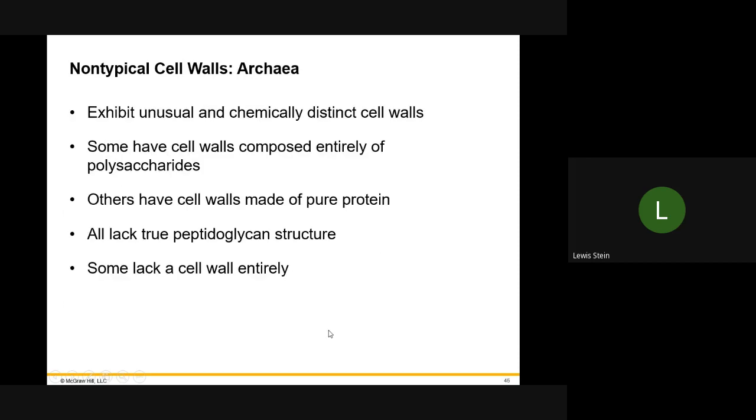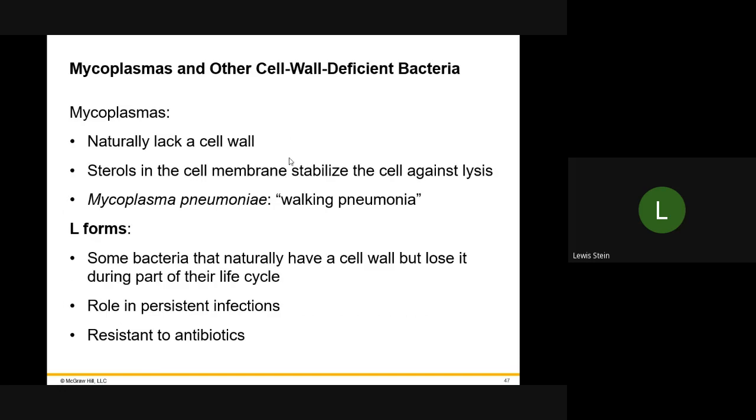Okay. Non-typical cell walls. This is the archaea. Very distinctive. I really do not have the ability or the knowledge to comment on them. We just don't see them. So they're there. To me, the only question is, where do they exist? In extreme environments. And they don't contain peptidoglycan. Those are the two things for the time being.